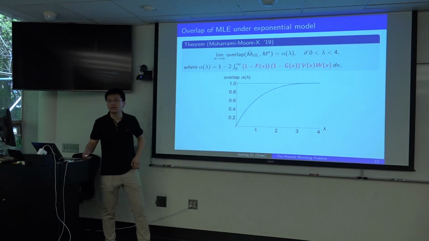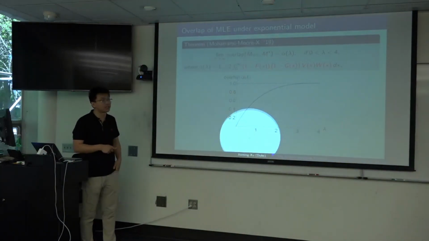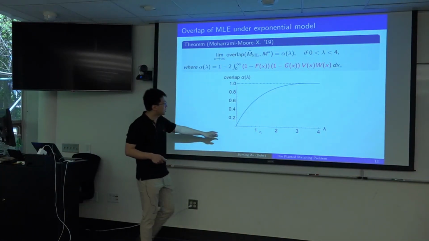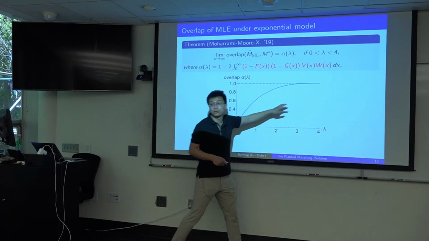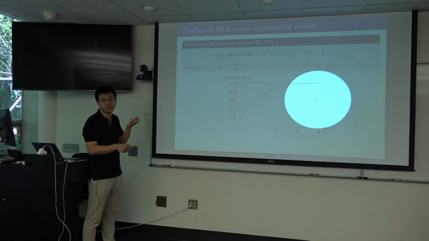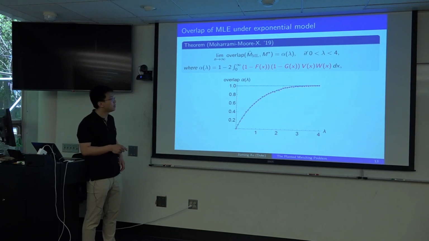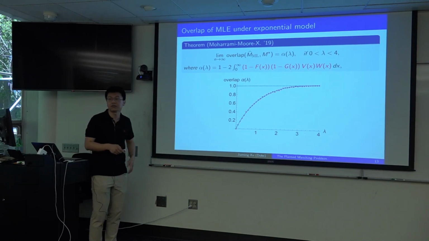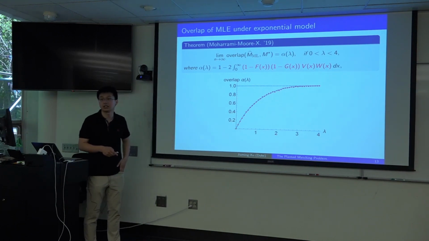I can numerically solve this system of ODEs, and this is what the overlap function alpha of lambda looks like. You can see that when lambda is approaching 4, the overlap converges to 1. You can also see that this part is indeed kind of smooth. It's difficult to tell from this numerical result whether it's infinitely smooth or not, but based on our theory, it is indeed infinitely smooth. And these dots are the actual numerical simulation results, so it matches pretty well.